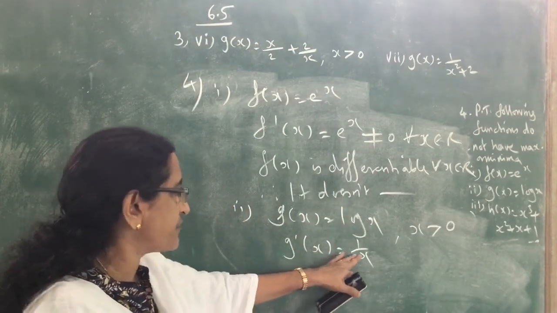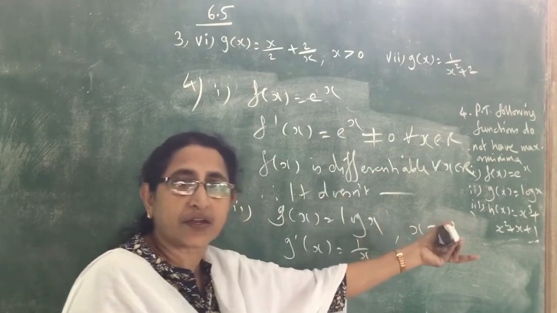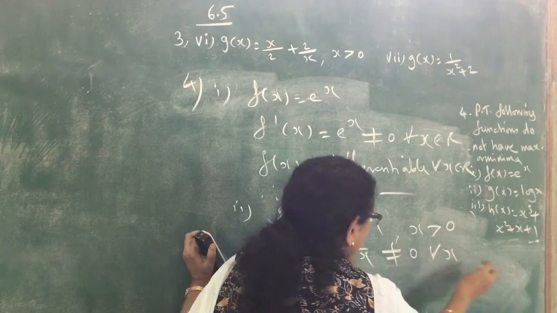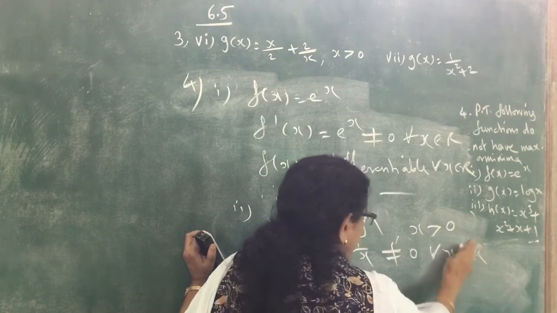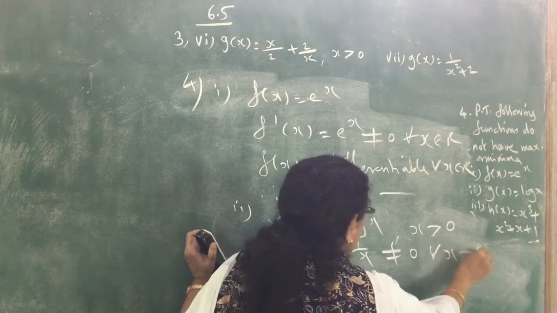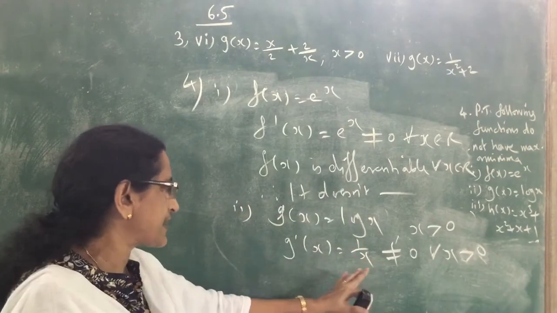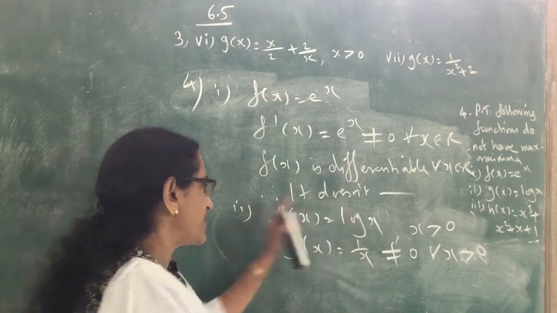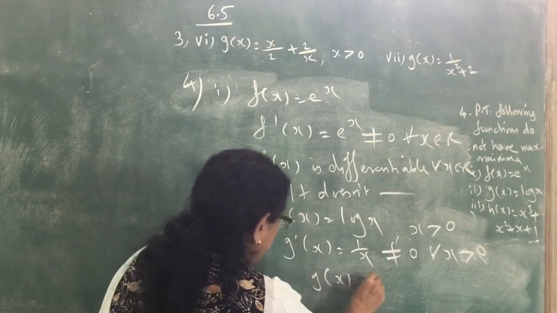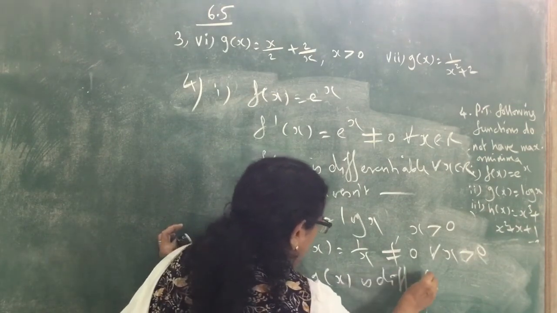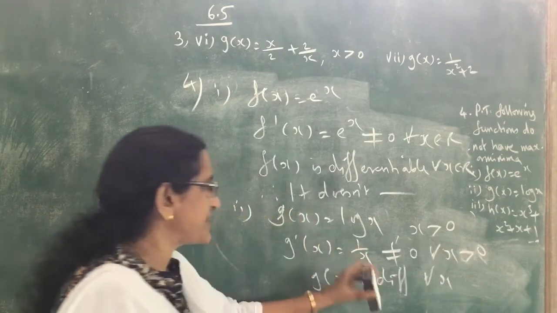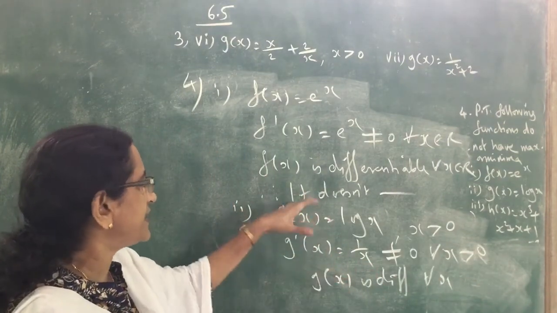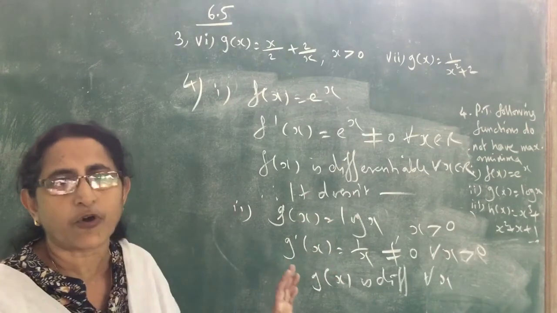So 1 by x will not be 0. Here x is greater than 0. So 1 by x is not equal to 0 for any value of x greater than 0, one thing. And g of x is differentiable for all x greater than 0. So using these two, we can say that it doesn't have maxima or minima.